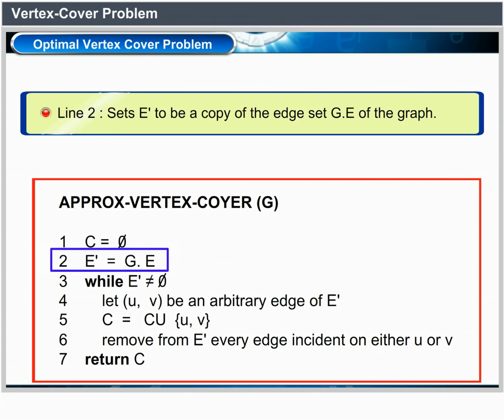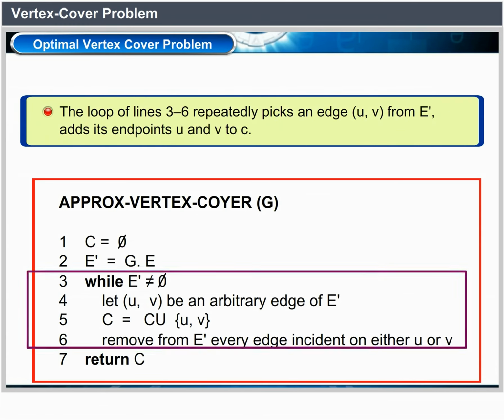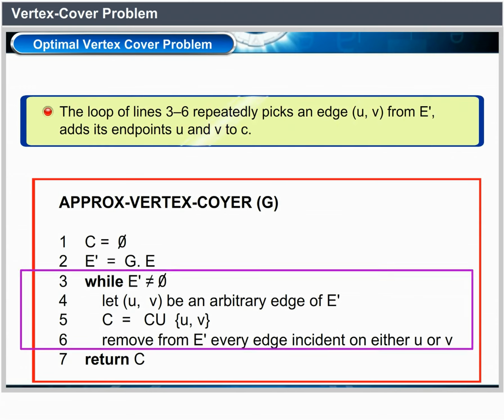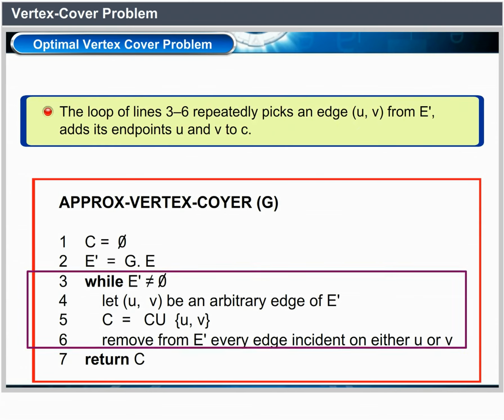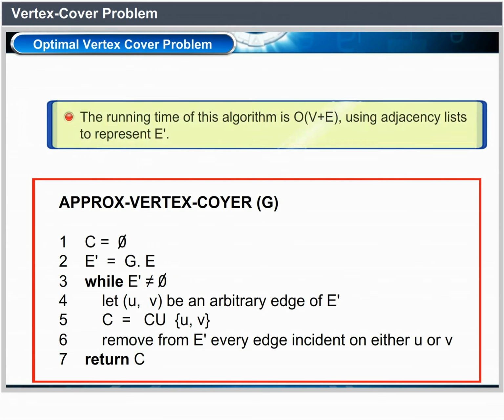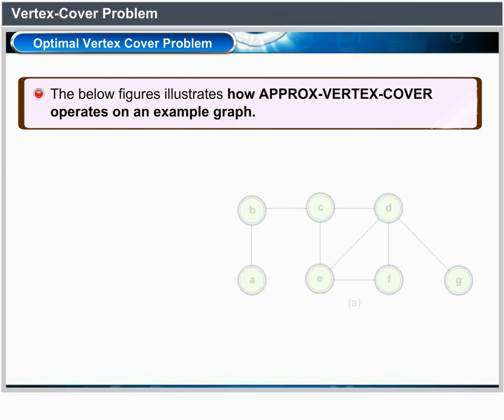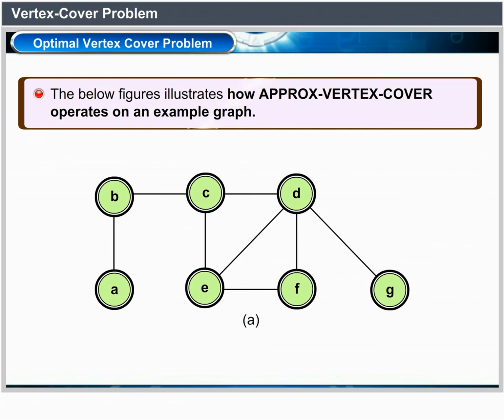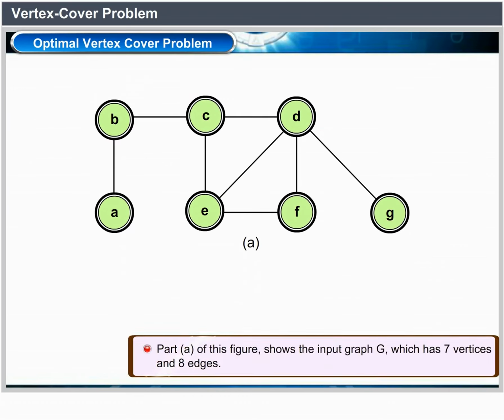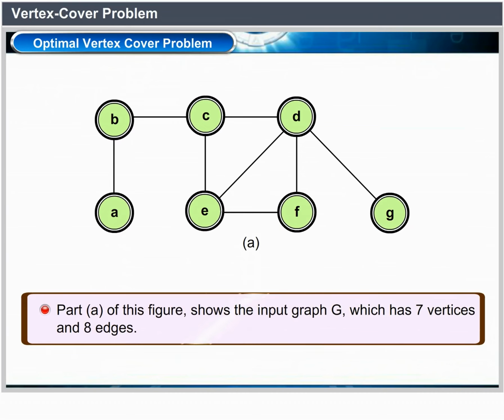The loop of lines 3 to 6 repeatedly picks an edge (u, v) from E', and adds its endpoints u and v to C. The running time of this algorithm is O(V + E) using adjacency lists to represent E'. The figure below illustrates how APPROX-VERTEX-COVER operates on an example graph. Part A of this figure shows the input graph G, which has 7 vertices and 8 edges.